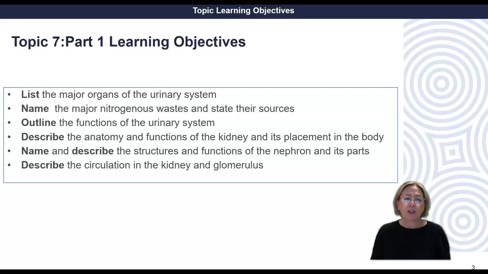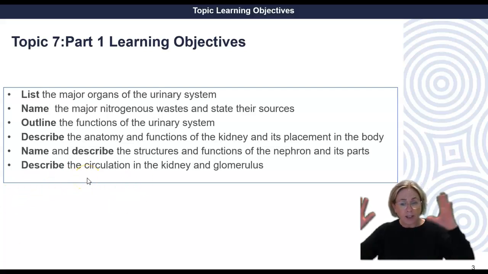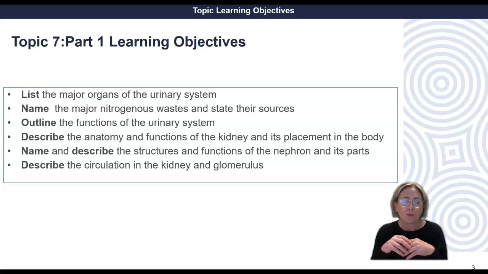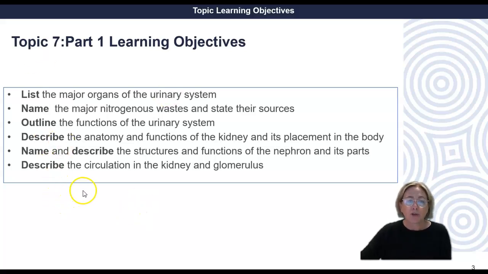And finally, be able to outline or describe the circulation in the kidneys in general, and also in this little capillary bed that's actually responsible for the first step of urine formation, which is glomerular filtration, and this network of 2 to 3 million capillaries that are evenly distributed across the right and left kidney do all of this work for us. And so we are going to describe the circulation in the glomerulus as well.